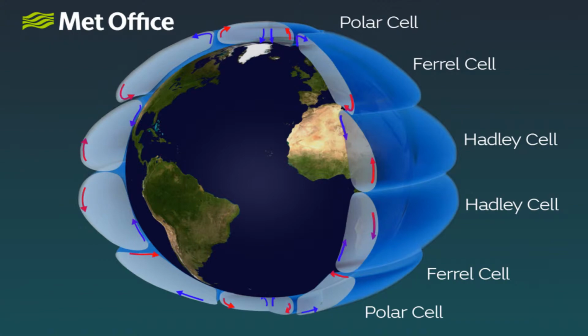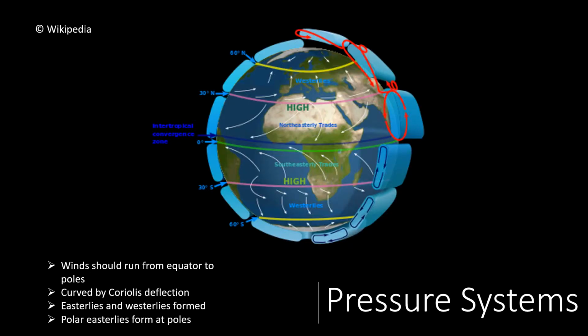Atmospheric cells can be categorized into three different types: Ferrel cells, Hadley cells, and polar cells. Atmospheric cells generate areas of low pressure at the equator and areas of high pressure at the poles. This is what results in pressure systems. Air always moves from areas of high pressure to areas of low pressure, and this flow of air generates air currents, otherwise known as wind.